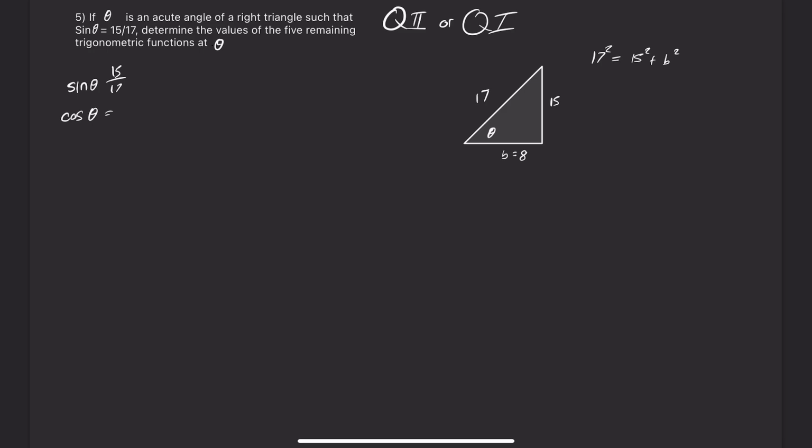Cosine of theta equals adjacent over hypotenuse, so 8 over 17. Tangent is opposite over adjacent. Cotangent is just the reciprocal. Secant is the reciprocal of cosine. And cosecant is the reciprocal of sine.